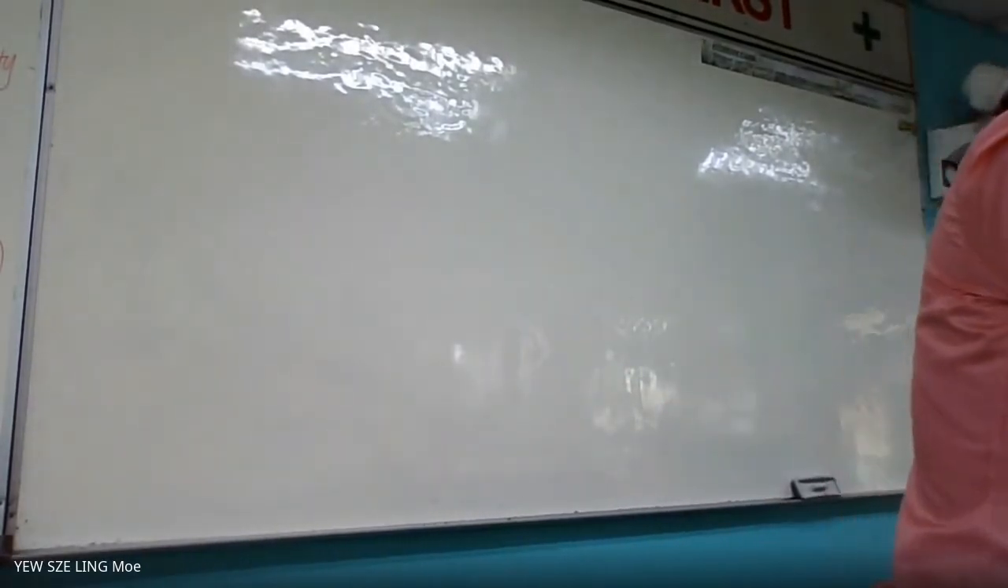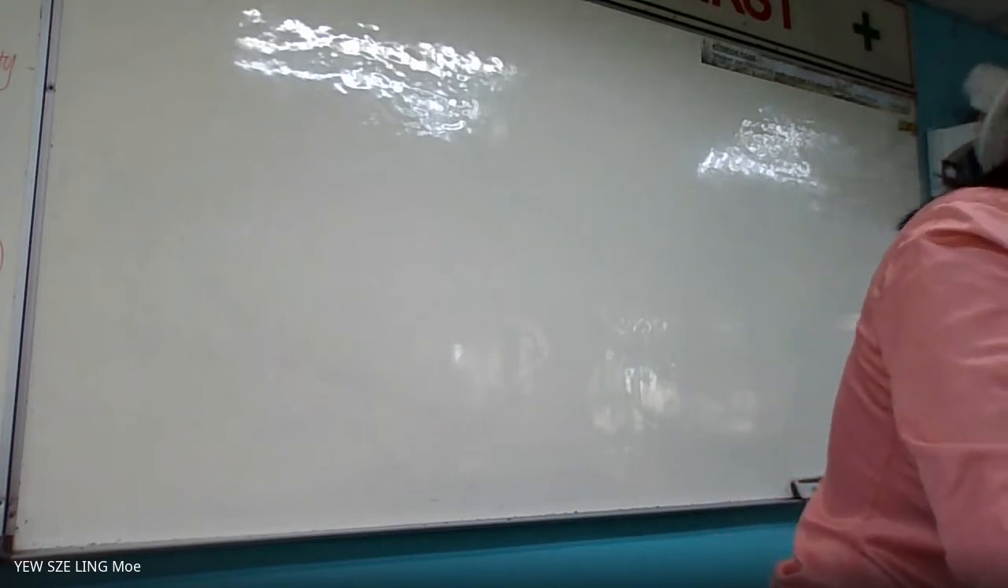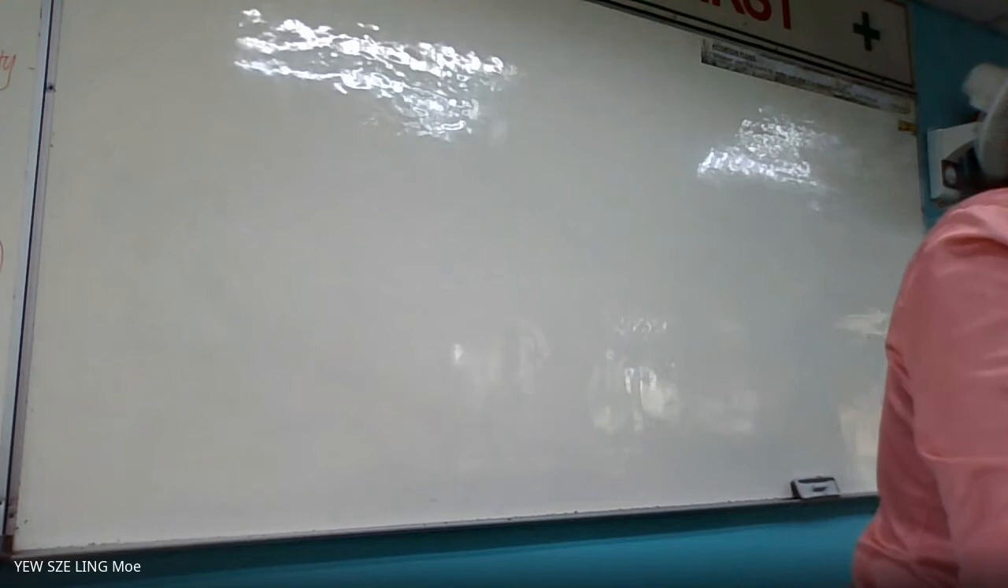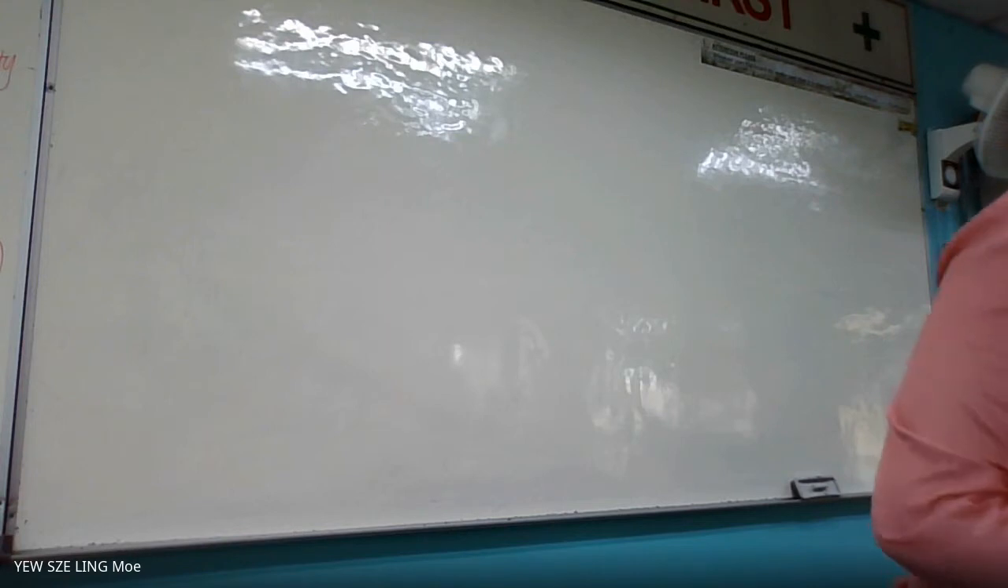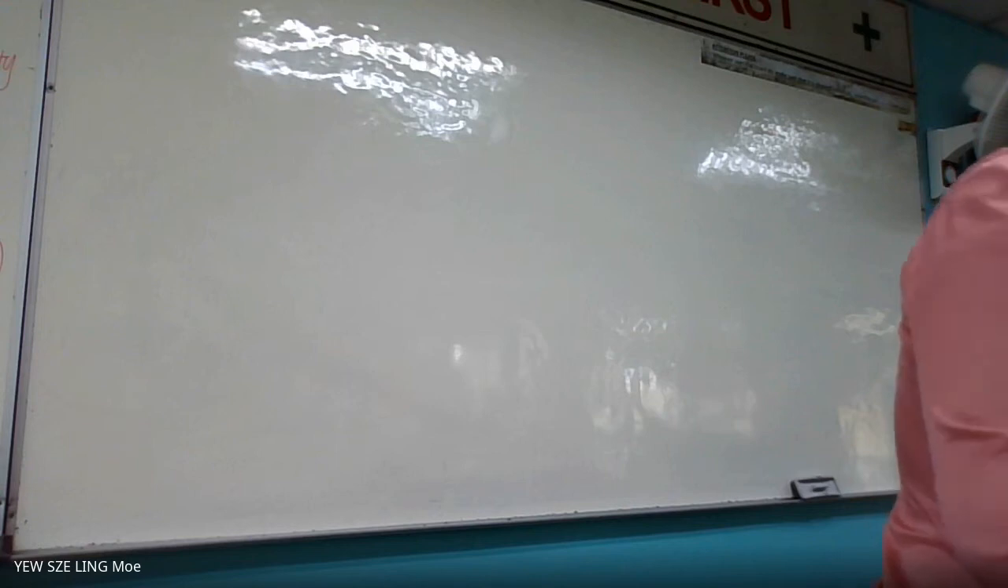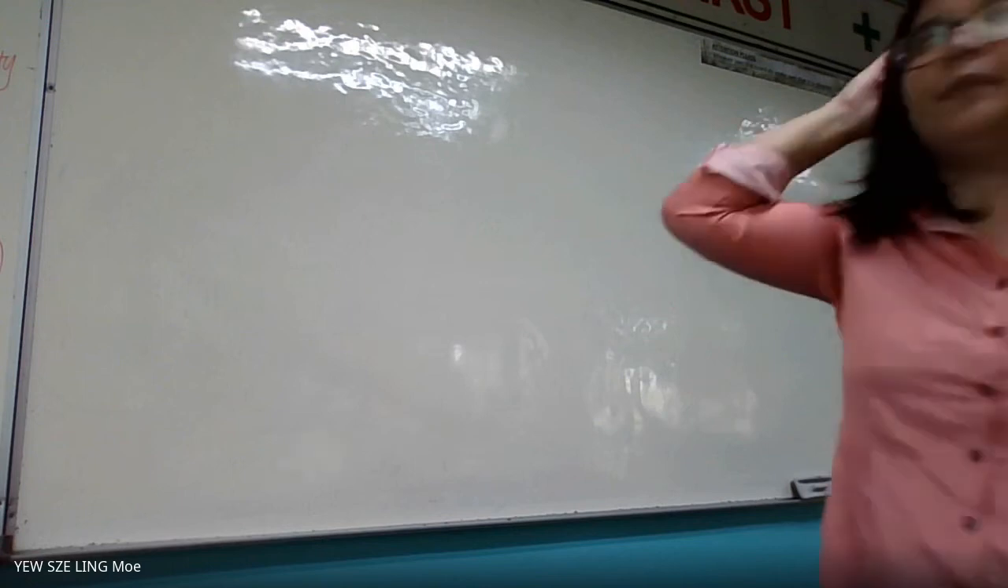All right, so now let's look at question number 2. A cylinder of volume 0.08 m³ contains oxygen gas at a temperature of 280 Kelvin and a pressure of 90 kilopascal. So as usual, we are going to write down the information first.